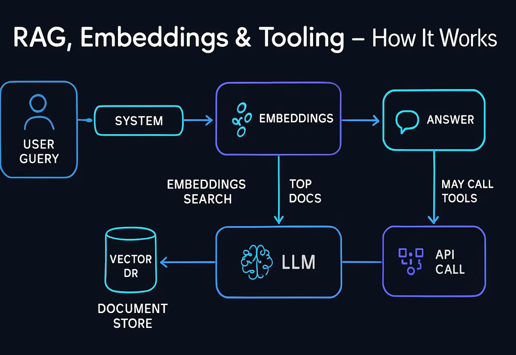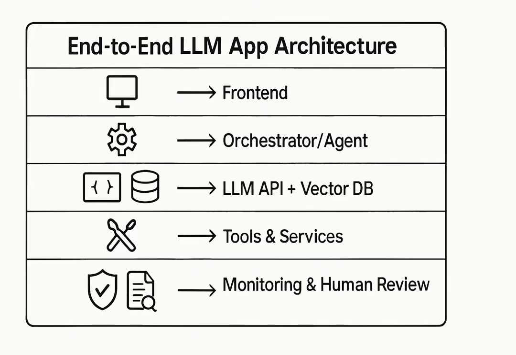Analogy. Embeddings are like filing index cards. RAG is pulling the right cards and letting the chef, the LLM, cook the answer using those cards as ingredients. What does an end-to-end LLM app look like? Typical architecture. 1. Front-end, chat UI, voice input, or AR overlay.